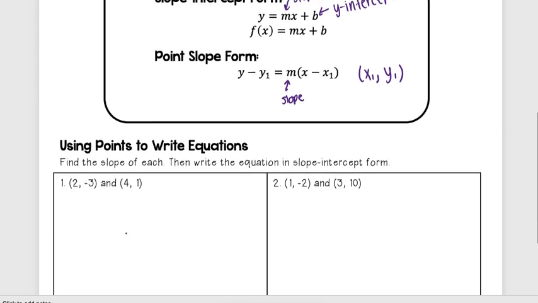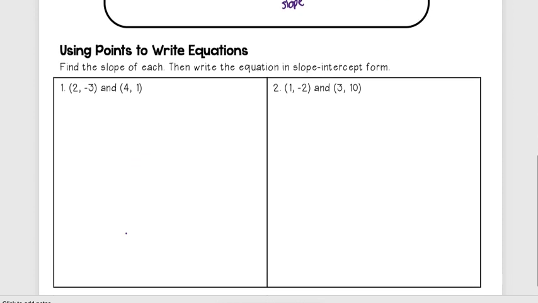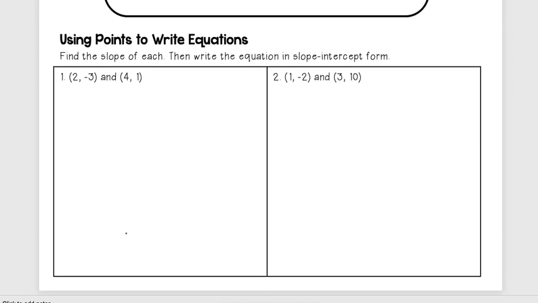So we're going to use these to actually write equations when we're given 2 points. I have 2 points, I want to find the slope, and then I'm going to write the equation in slope-intercept form. Just like we did in the last video, I'm going to first start off with finding the slope here. So I'm going to stack these.